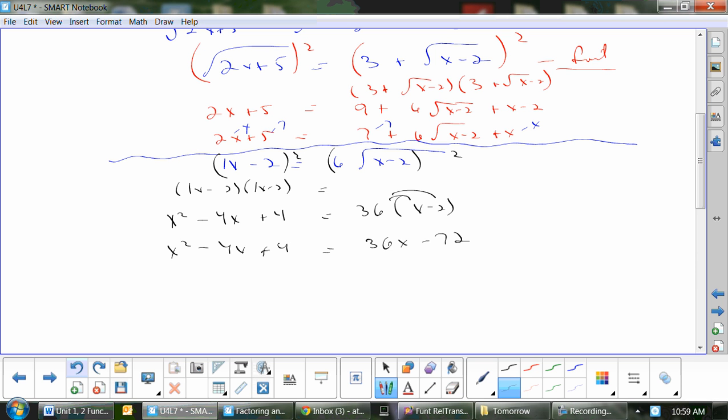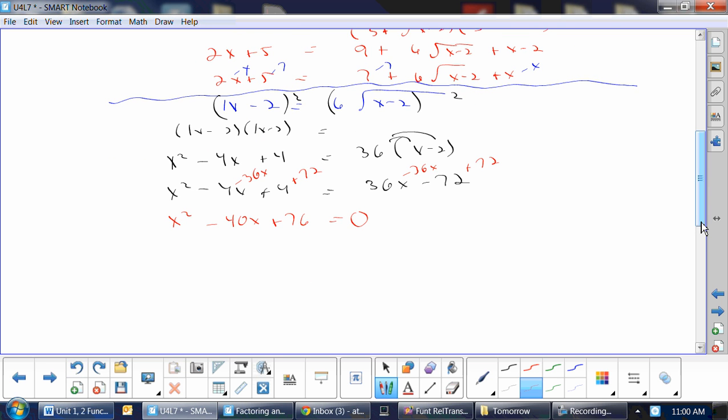Okay. Lydia, what should I do next? Okay, how would I do that? Okay, so I'm going to minus the 36x. I'm going to plus the 72. And notice I always put it with the one I'm actually going to do it to. That would be x squared minus 40x plus 76 equals 0.